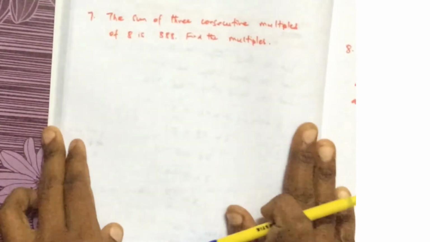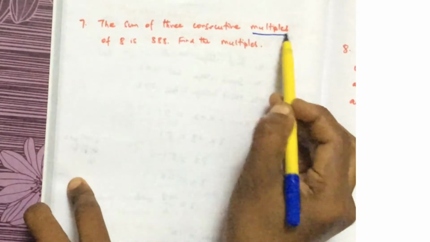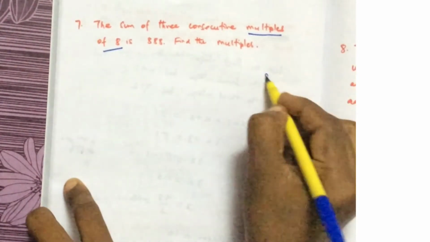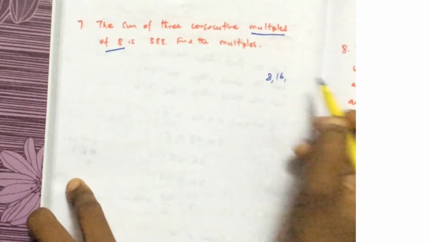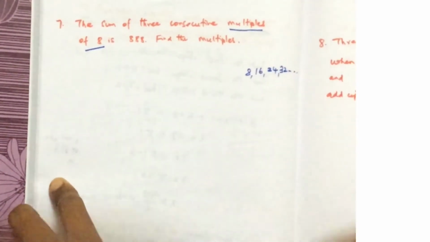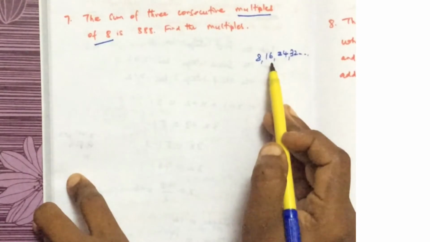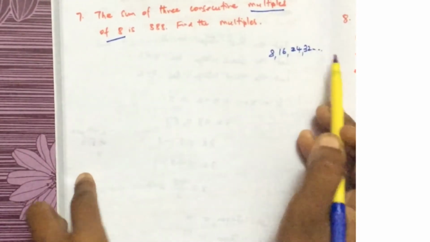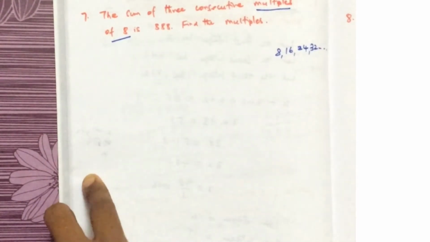The sum of 3 consecutive multiples of 8 is 888. Find the multiples. The same kind of problem, a similar problem, is solved in one of the examples. Let me do it now. So again, what are multiples of 8? That is 8, 16, 24, 32. These are the multiples of 8. 8 ones are 8, 8 twos are 16, 8 threes are 24, 8 fours are 32, 8 fives are 40. These are the multiples of 8.